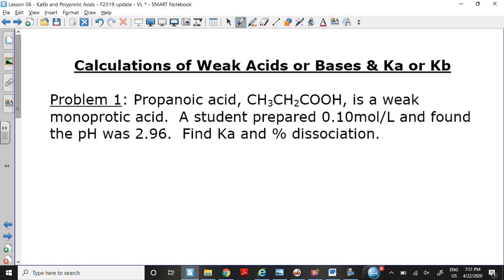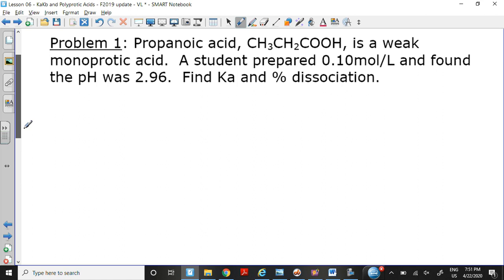So first problem, we're going to deal with an acid. Propanoic acid is a weak monoprotic acid. A student prepared a 0.1 mole per liter solution and found that the pH was 2.96, and we want to find the Ka and the percent dissociation. So let's take a look first at the question. There's a word in here that may not be familiar quite yet, but hopefully after today you'll remember.